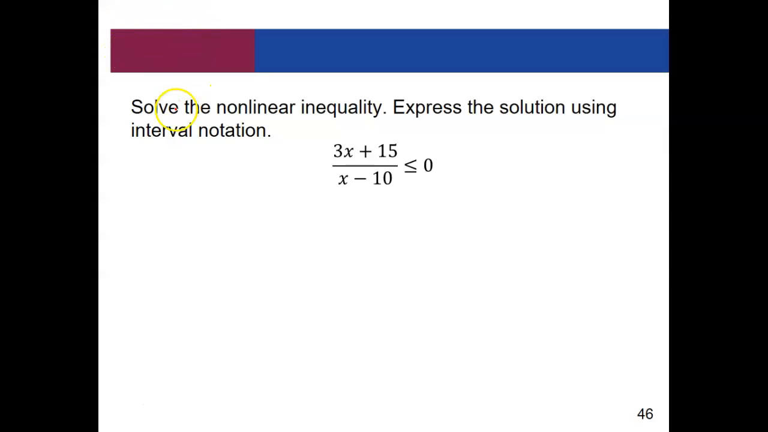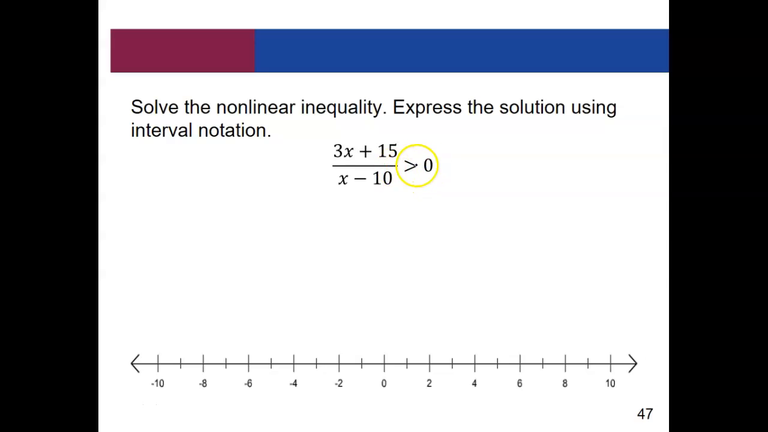Okay, here's another one that we want to take a look at. On this one, we've already got it set greater than 0, so we can just go ahead and proceed to getting our cut point. So we've got 3x plus 15 equals 0. From this, we're going to see that our cut point is going to be -5. And then here x minus 10 equals 0, so 10 would be our cut point there.